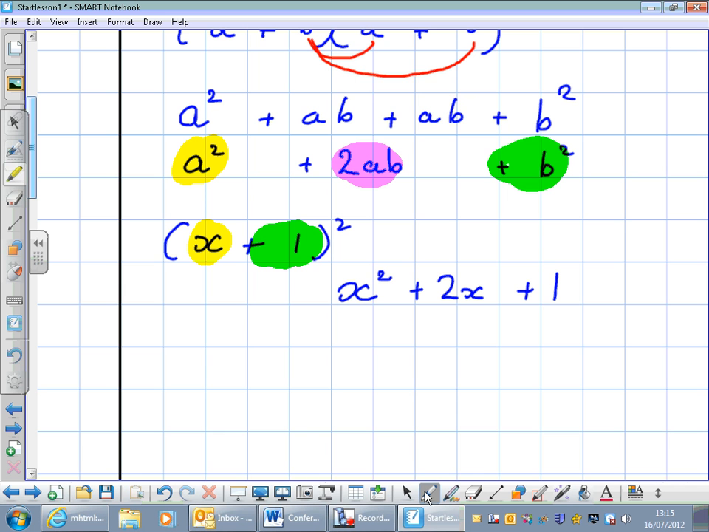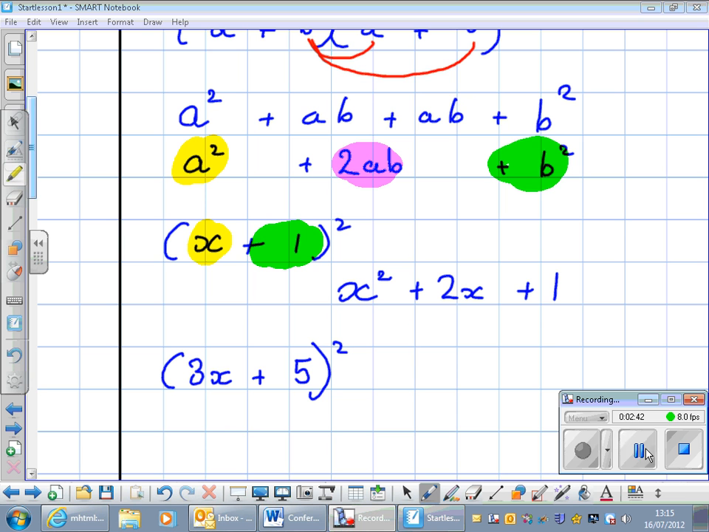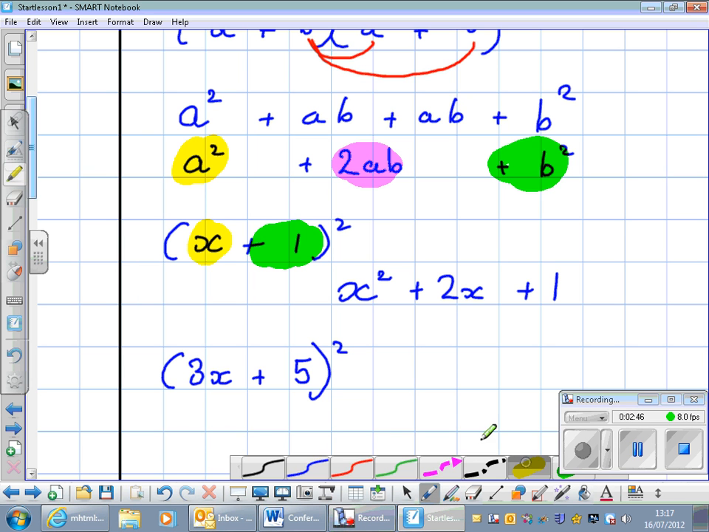But let's look at another example of its use. Let's say we had to expand this here. Let me just put it on pause for a moment. Right, now, let's have a look. So in this instance, a is 3x, and b is plus 5.